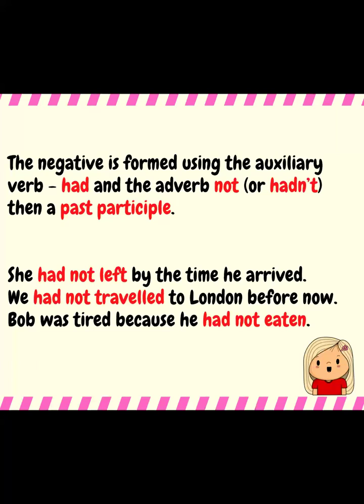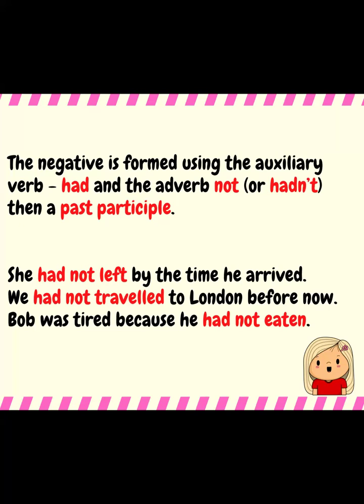We had not travelled to London before now, so they're obviously travelling there, but they haven't done before. And then the final sentence, Bob was tired. You've got your past simple there. And then because, so it's given a reason, he had not eaten. So he hadn't eaten is the reason why he was tired.